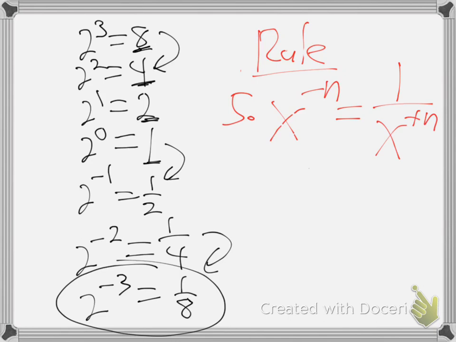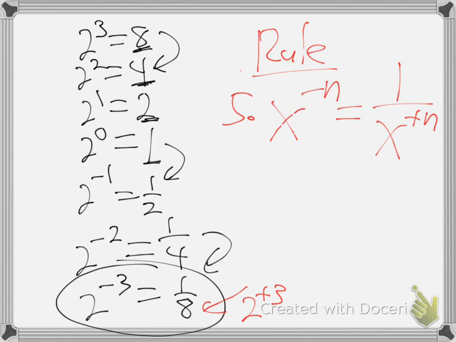Do you see that? Isn't that what happened right here, for example? What's on the bottom? 2 to the positive 3? Isn't that what's on the bottom right there? Didn't that minus just do 2 to the regular 3 under a 1? So negative powers just put it on the bottom and just do the power thing. Do you see that?